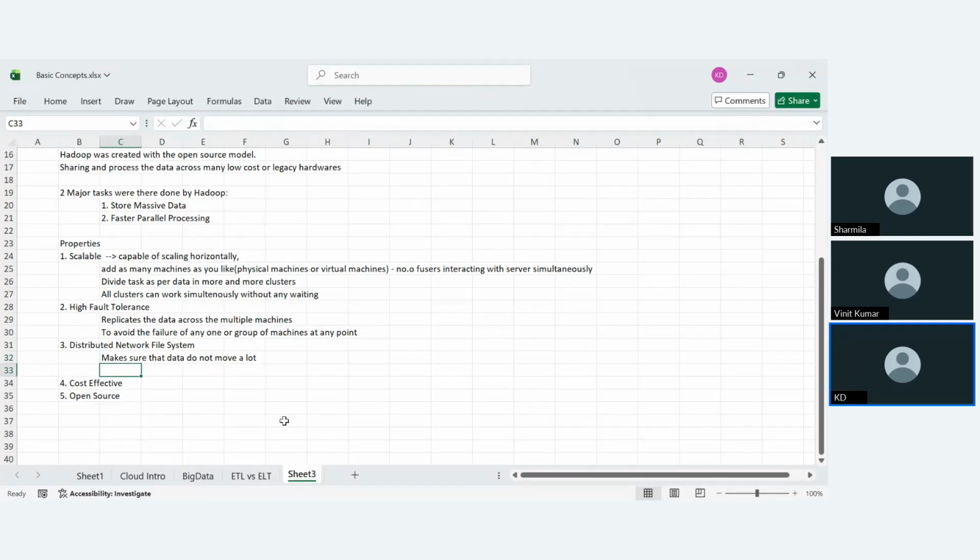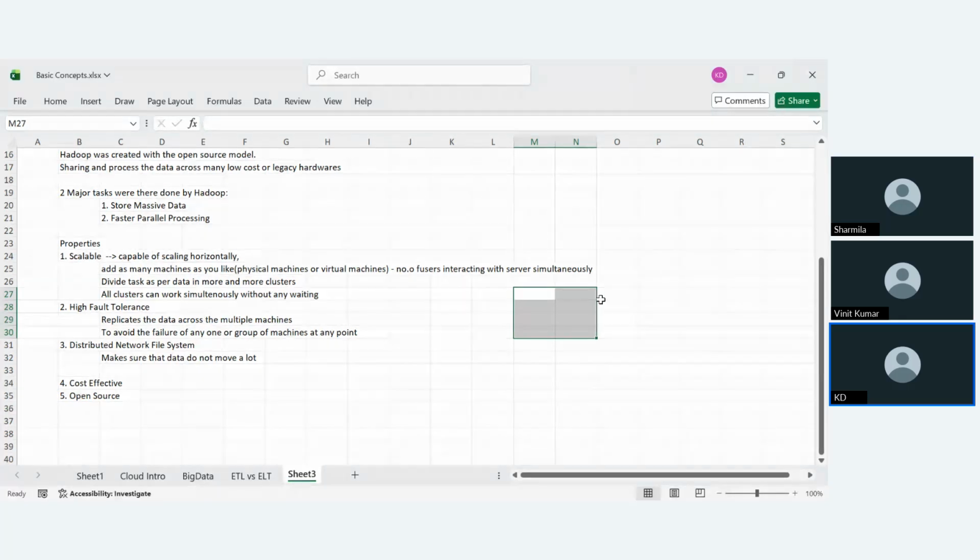What is the process movement? Process means, let's say you have a table over here, and from this table you want to extract some information. From this table, you need to make a report.